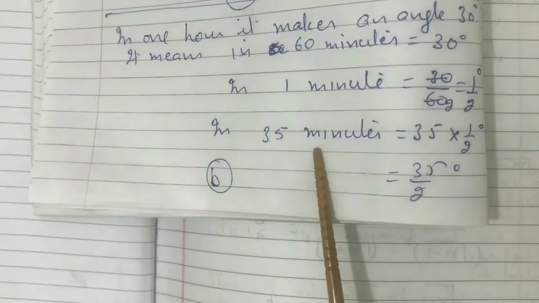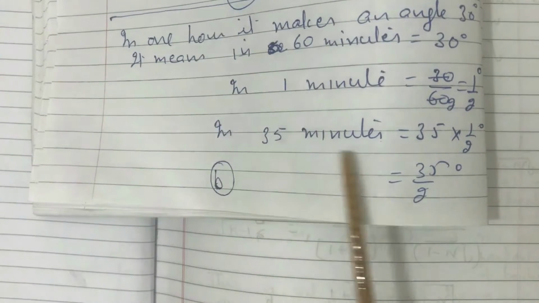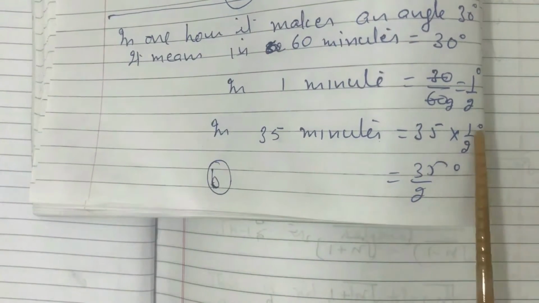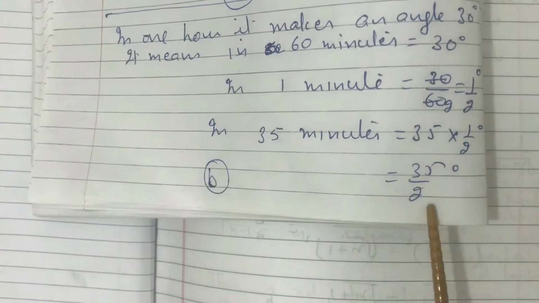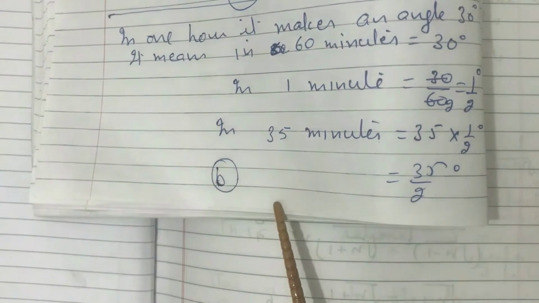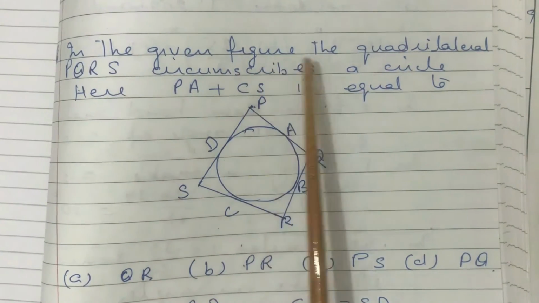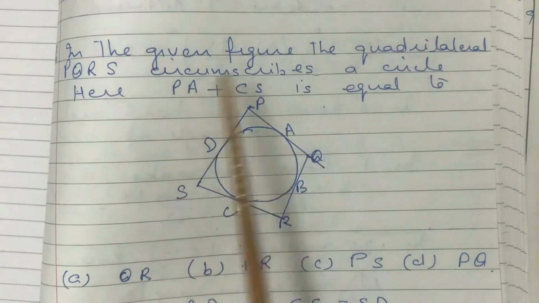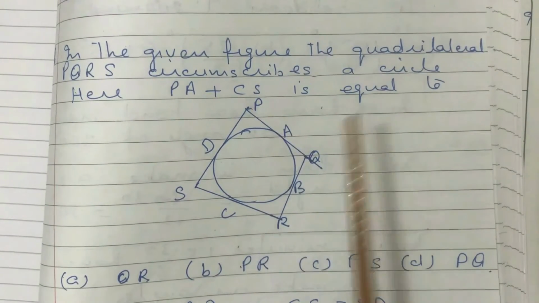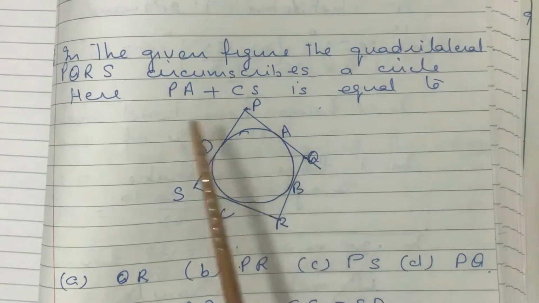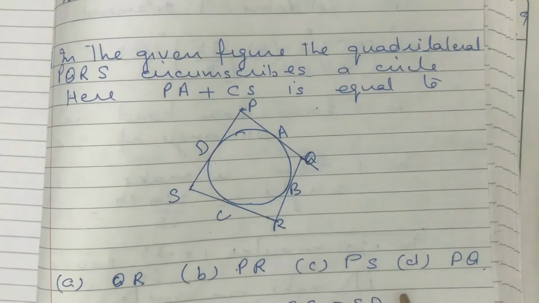So I am to find how much angle is made in 35 minutes. So in 35 minutes, 35 into 1 by 2 degree, that is 35 by 2 degree. B is the option. Now this is question number 17. In the given figure, the quadrilateral PQRS circumscribes a circle. Here PA plus CS is equal to. This figure is given to us. We are to find PA plus CS. There are 4 options. We are to find the right one.